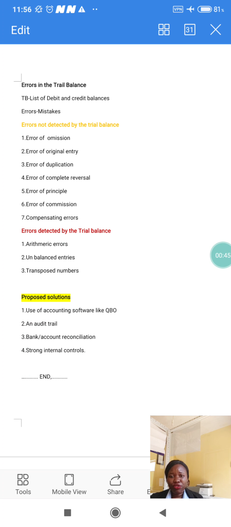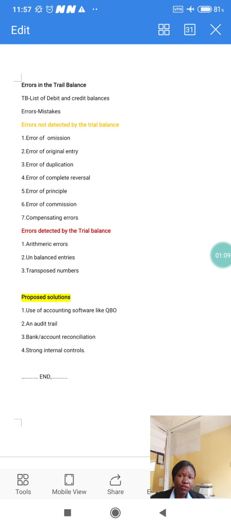There is another error called error of original entry. For example, if I receive 2 million and by error I record, let me say, 200,000, it implies this error will not be reflected because I will consistently keep on taking the 200,000 instead of the 2 million. Therefore, this error will not be reflected.